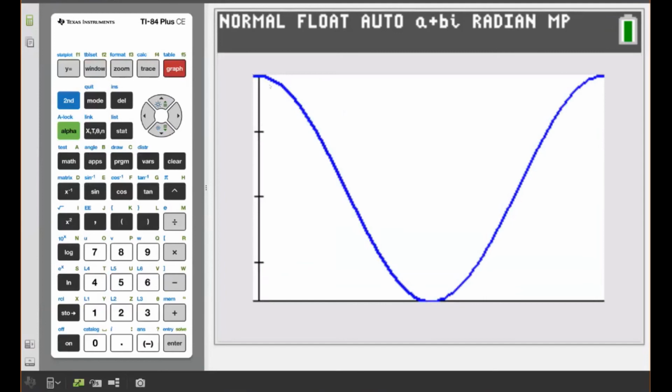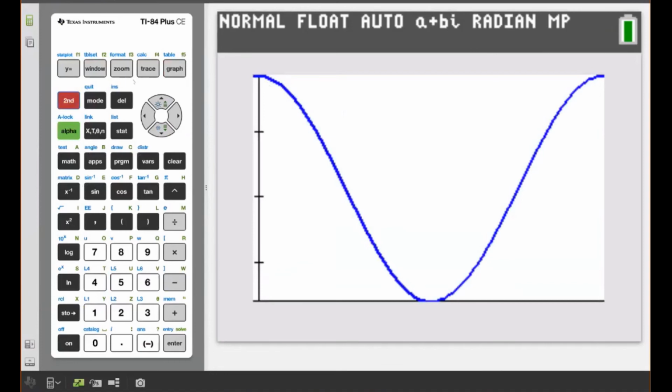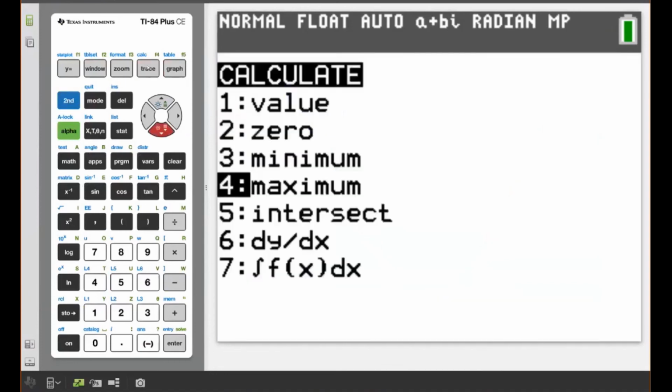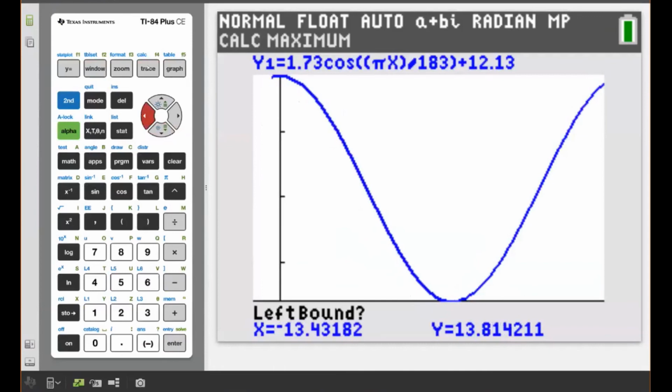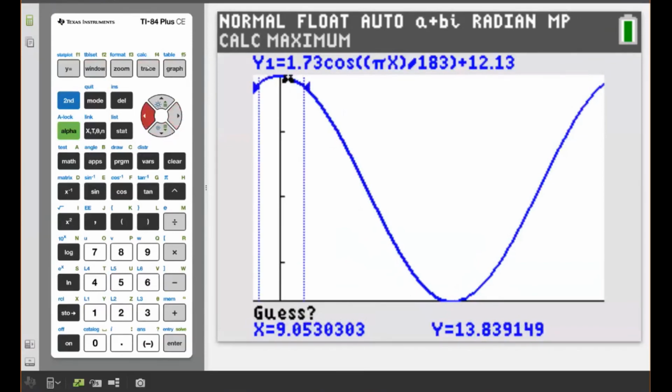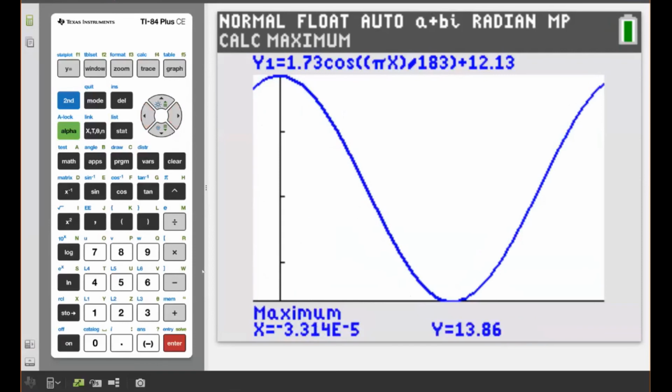I apologise for that. So to find the maximum, we're going to go second, calc. We're going to use our maximum, number 4. Okay, we're just going to move this slightly to the left of that peak, slightly to the right of the peak, round about in the middle again. And we can see there we get a Y value of 13.86. So that would be our maximum number of hours of sunlight.